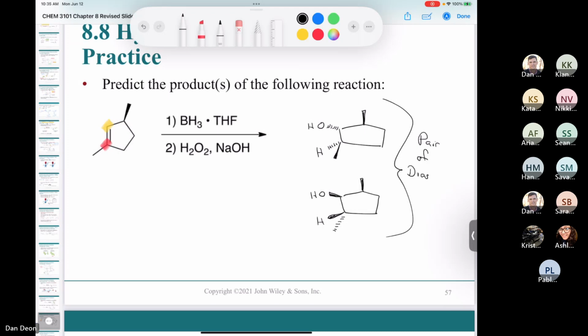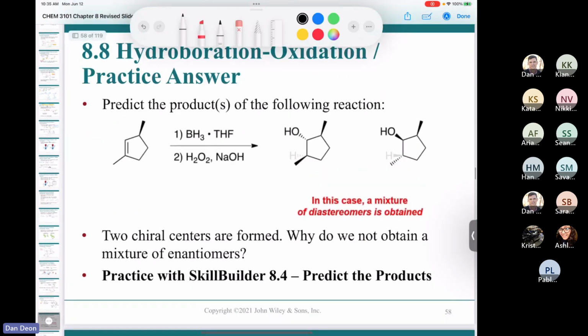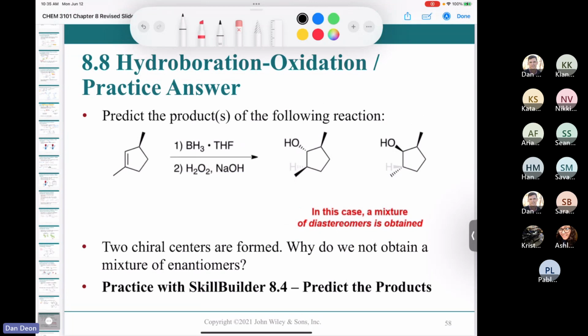Diastereomers. Yes, excellent answer. Everybody nailed it. Awesome. So you see the answer is here. We end up with a pair of diastereomers because we already had a chiral center in the molecule, and the chiral center is untouched, right? We have no effect on that chiral center whatsoever.